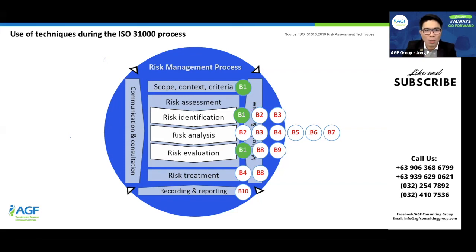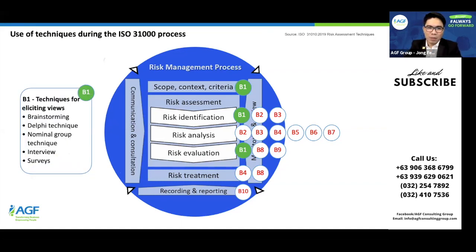What are techniques that we can use there? Okay, now here are the techniques again that we will lift from the previous slides. Look at that. These are techniques for eliciting views. Now, if you just want to understand feedback, context, insights, comments from process owners, you may want to use brainstorming, the Delphi technique, nominal group technique, of course, interviews, and then surveys, in defining your scope, context, and your criteria. Again, where is this coming from? Clause 6 of your QMS planning. Clear? Okay, moving on.